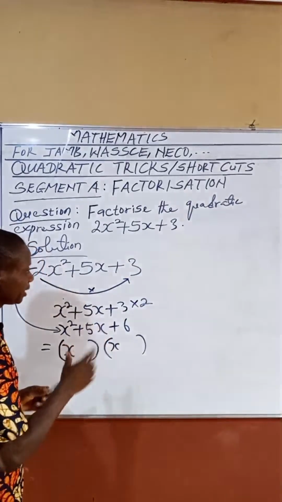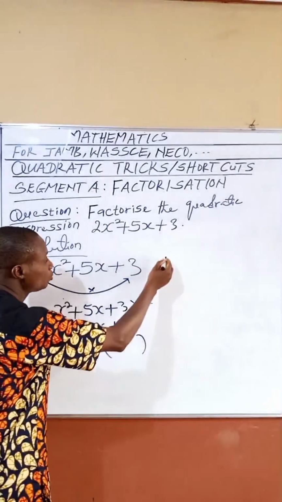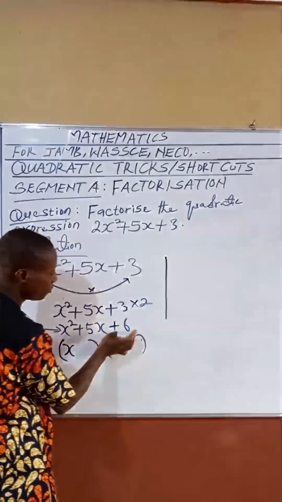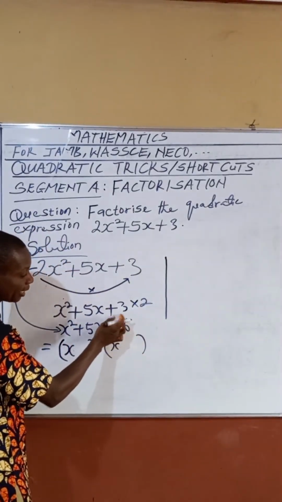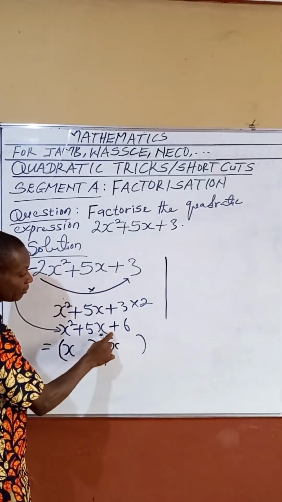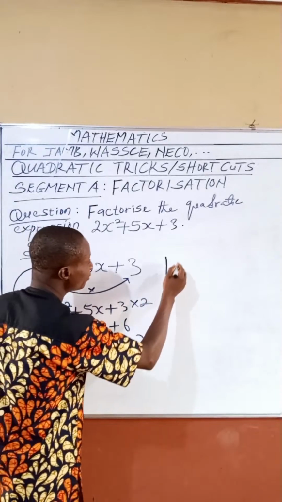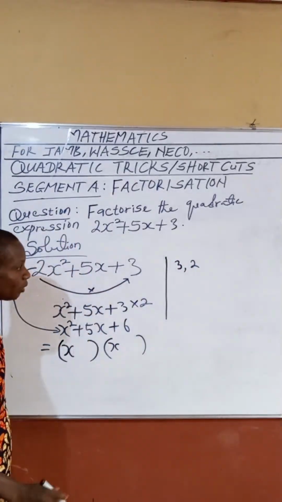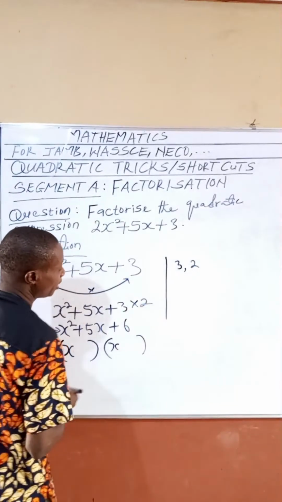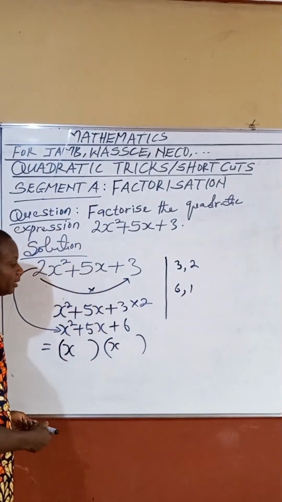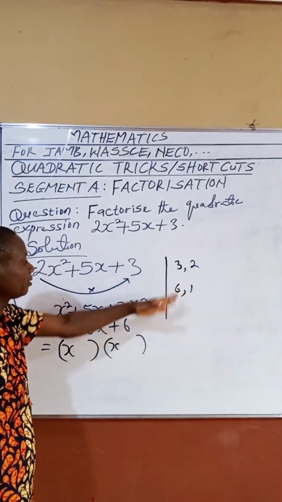So what are those two numbers? Let's look at the two numbers. Now we have 6 here. We are looking for two numbers that we are going to multiply, a pair of numbers whose product is positive 6. We have 3 and 2, and we have 6 and 1. Yes, these are positive numbers, right?